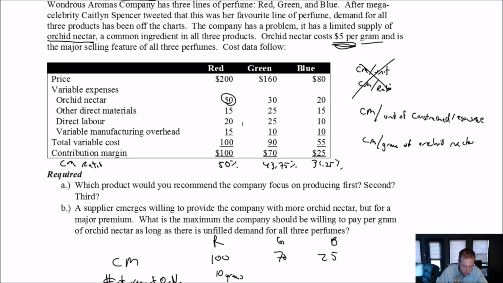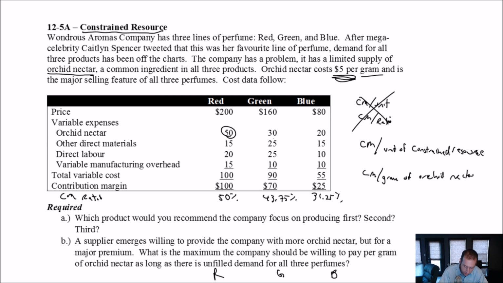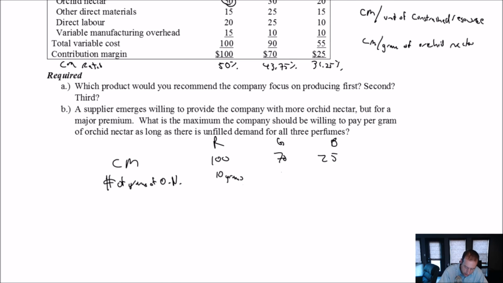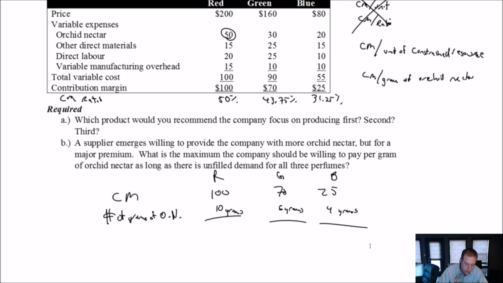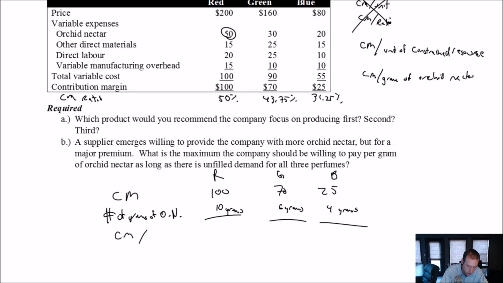For the green, $30 worth of orchid nectar, there must be 6 grams. For blue, $20 worth of orchid nectar, there must be 20 divided by 5 is 4 grams. So let's figure out our cost per gram, our CM, not our cost, but our contribution margin per gram of orchid nectar. So here it's 100 divided by 10 is $10 per gram.